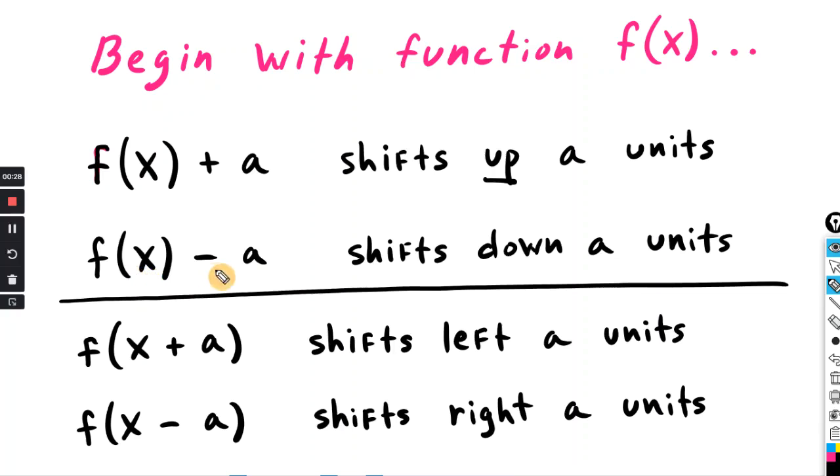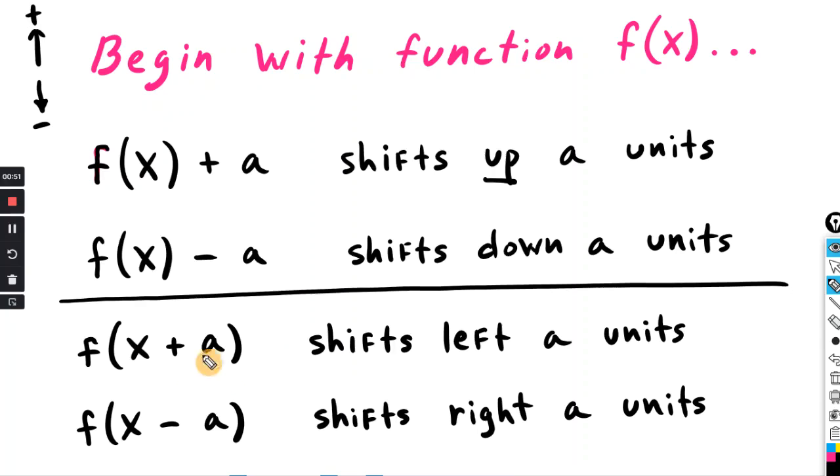If you take f of x and you subtract a, that shifts the function down a units. Both of these are pretty self-explanatory. We generally think of moving up on the graph in the positive direction and moving down on the graph in the negative direction. Now here is where it gets a tiny bit tricky.